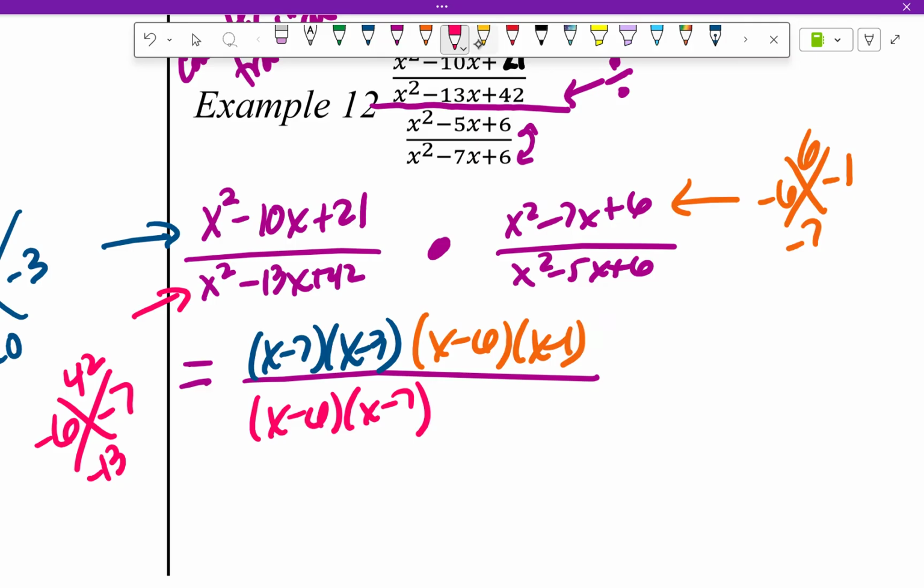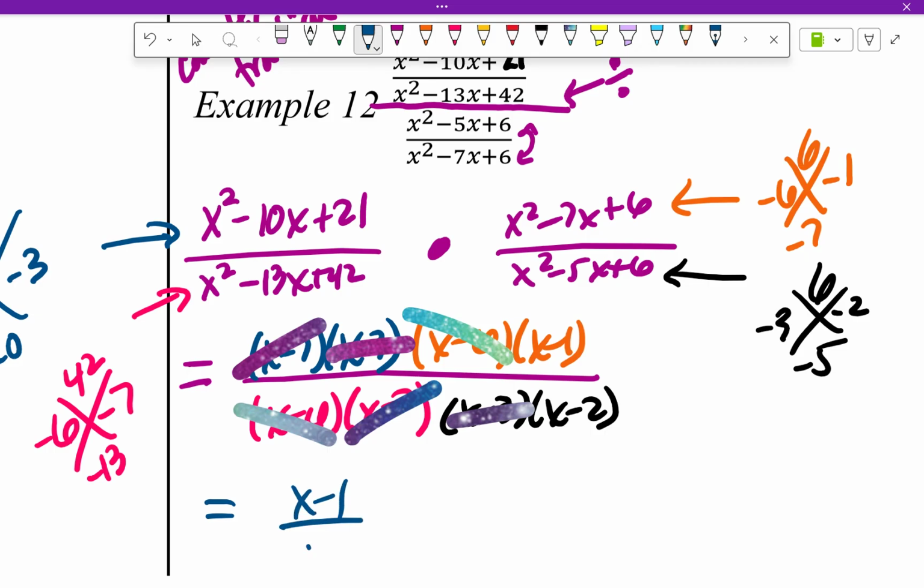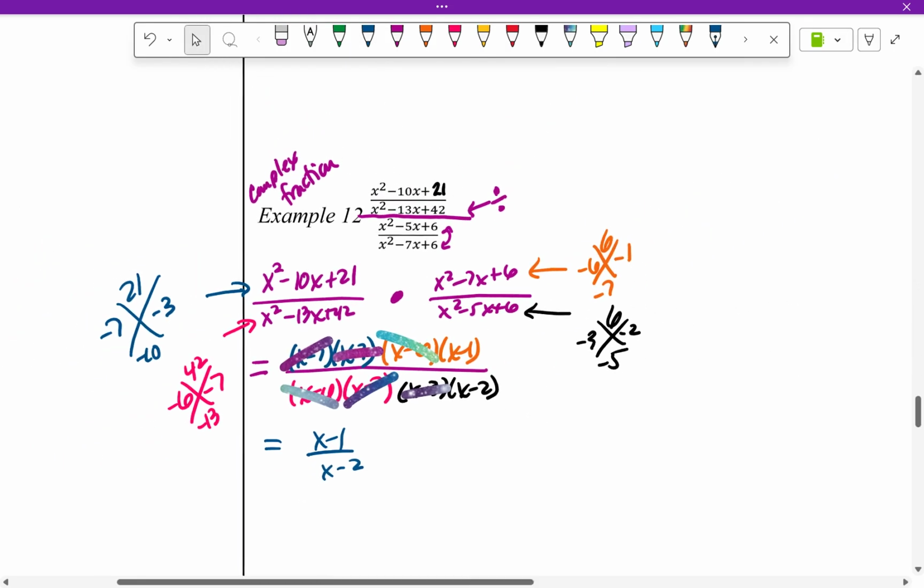All right. What about here? Two numbers that multiply to 6 and add to negative 5. So x minus 3 times x minus 2. All right. Best part, right? What gets to cross out? X minus 7. What else? X minus 6. What else? X minus 3. Perfect. All right, so left behind, we have x minus 1 over x minus 2. Okay? Any questions on that?